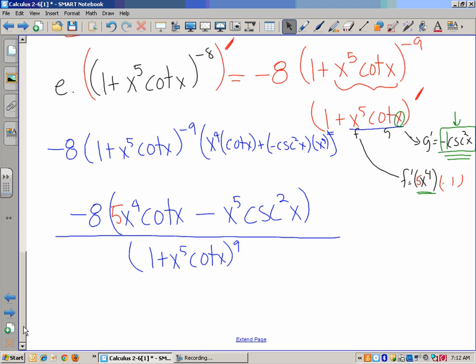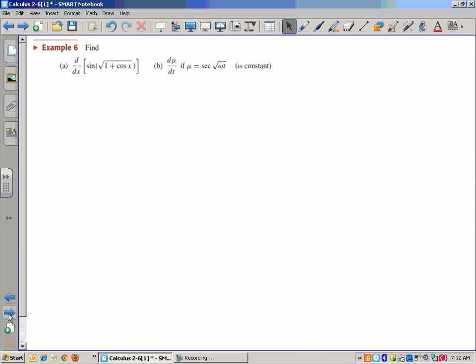So 5x to the 4th, cotan x, derivative of f, the derivative of g is here, and so we use the product property to get that. Okay, so let me just write that here so you remember. So we're using product property, power rule, trig identities. We're using all of those ideas and still completing our derivatives, but now the chain rule requires that we apply them all at once. All right, example 6.